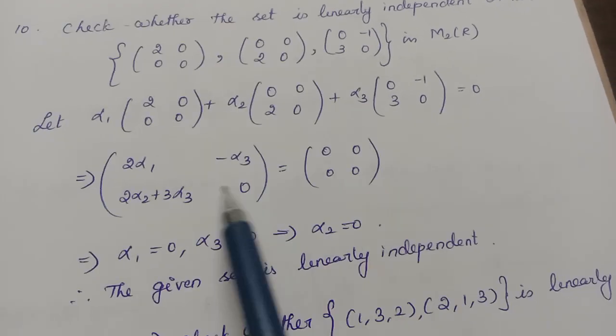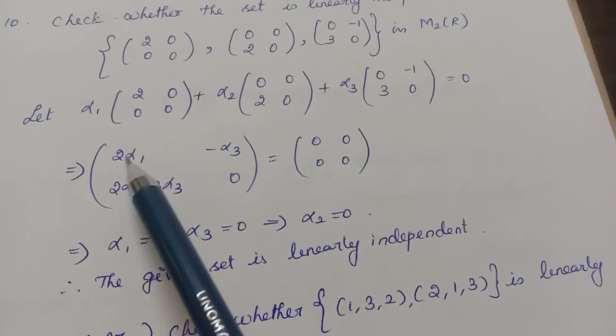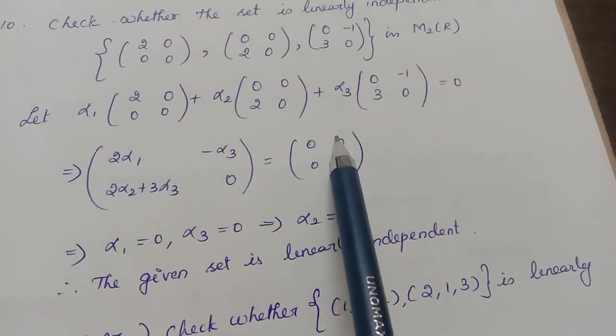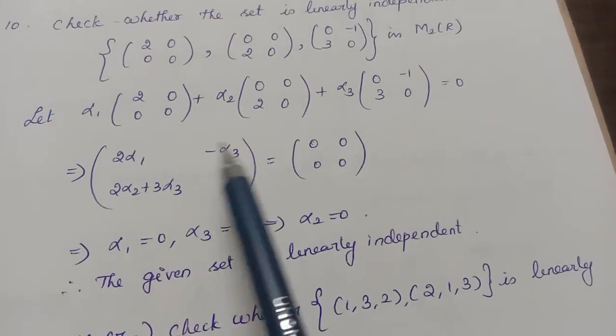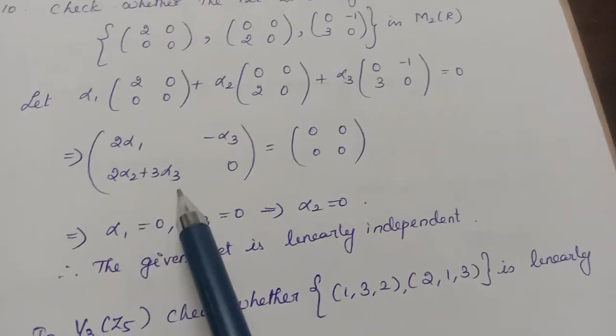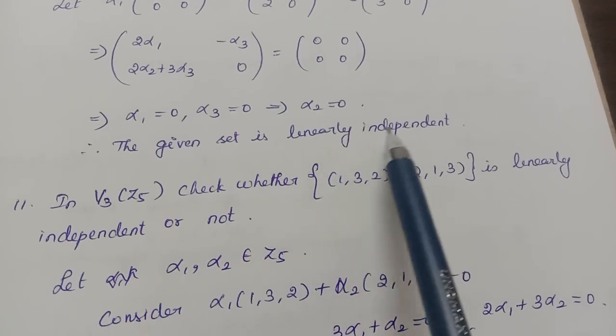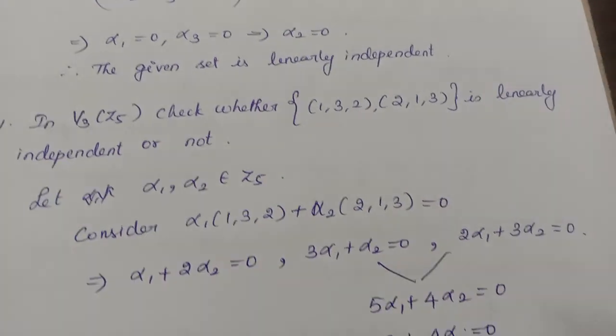Equate each of the elements to 0. So by equating the first element, we say alpha 1 is 0. This one implies alpha 3 equal to 0. If both alpha 1 and alpha 3 are 0, here I am getting alpha 2 is also equal to 0. Therefore, this set is also linearly independent. Okay, next.